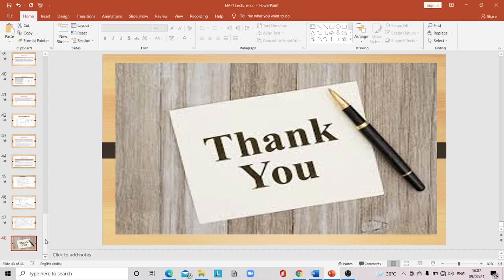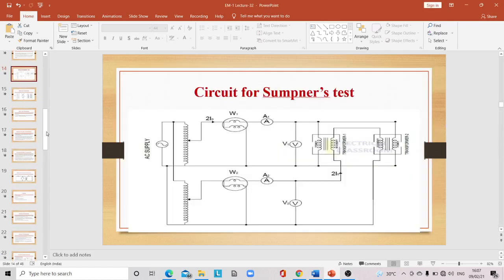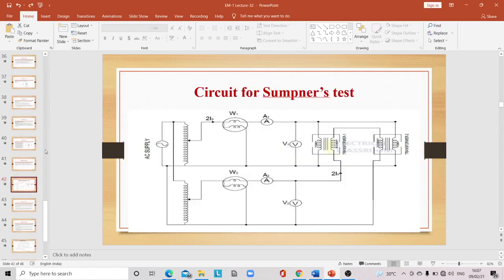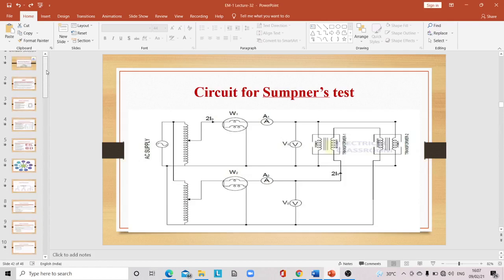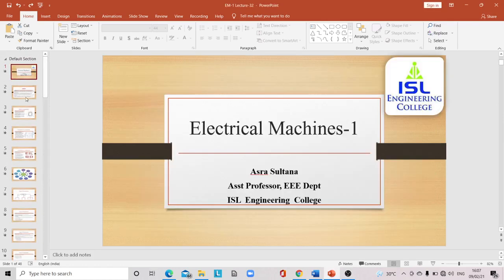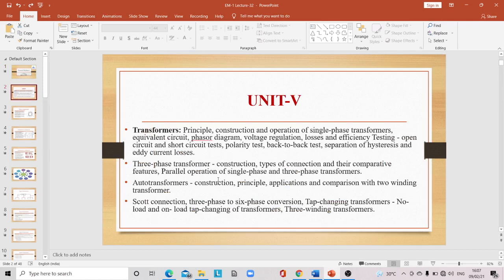So we have covered the single phase transformers topic. So remaining is three phase transformer, auto transformer, Scott connection, tap changing transformer, three winding transformers. Okay. So we have covered the single phase transformer part of 5th unit. Okay. So remaining one or two classes are required for me to complete your syllabus.